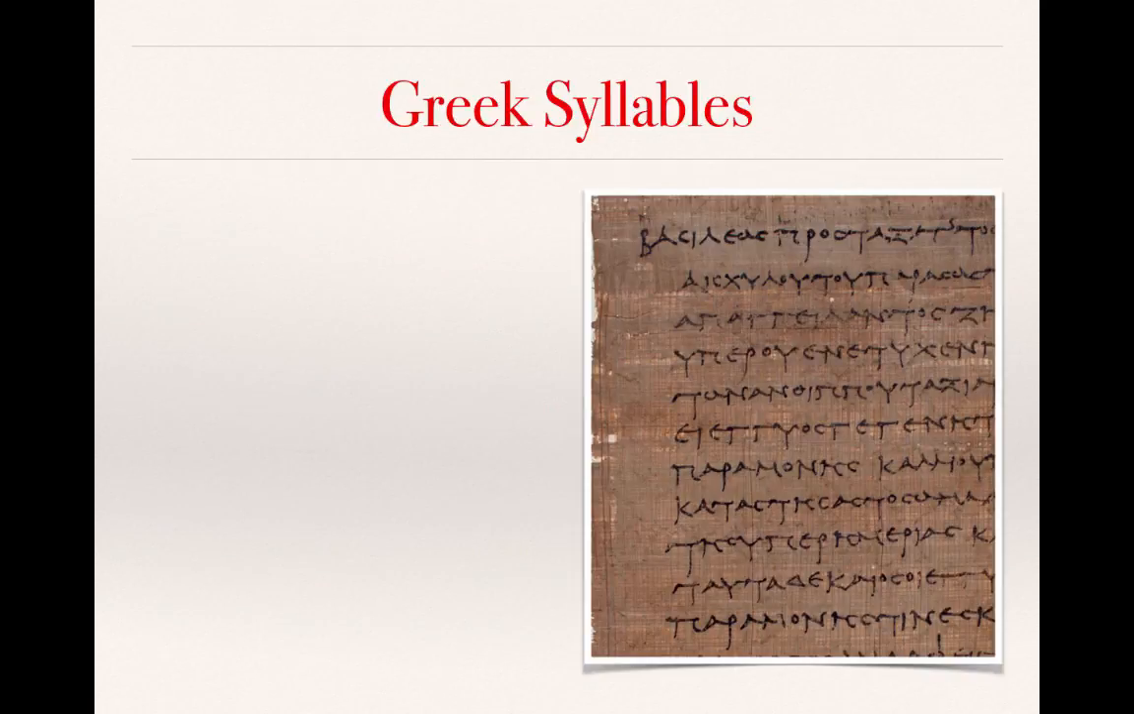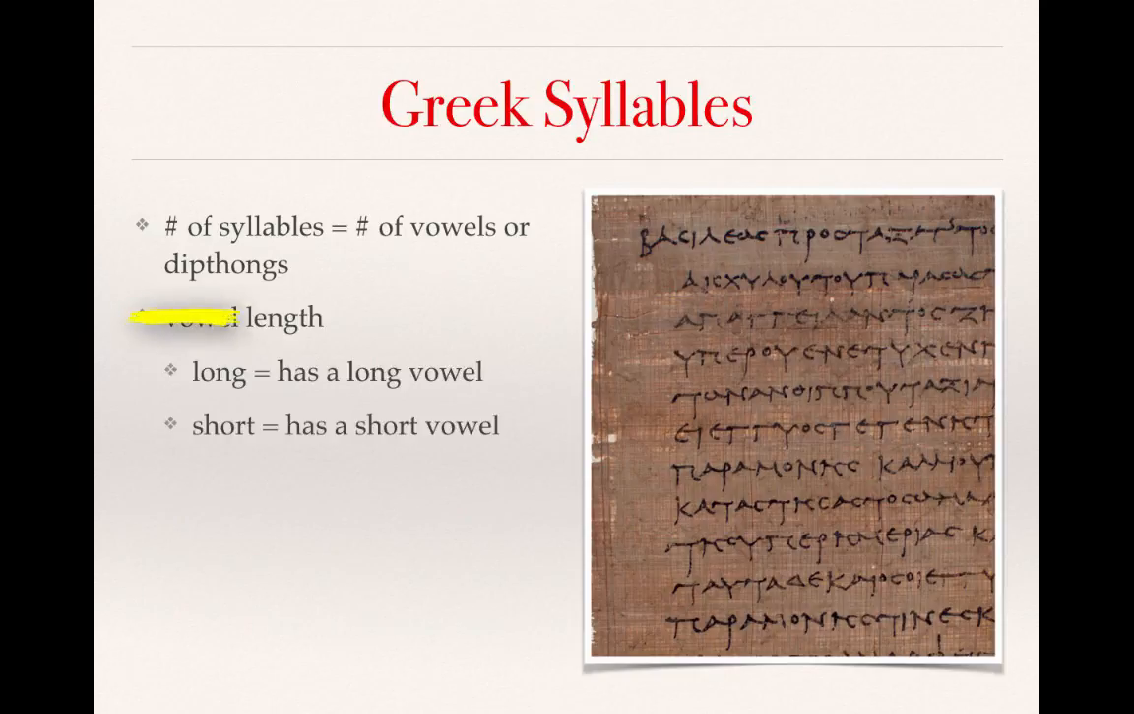All right, so Greek syllables. The basic rule is that for the number of syllables, you determine that by the number of vowels or diphthongs in a word. The length of a syllable is determined by the length of the vowel. So if it has a long vowel, it would be said to be a long syllable. If it has a short vowel, it would be said to have a short vowel.